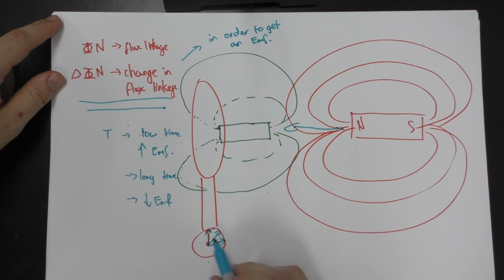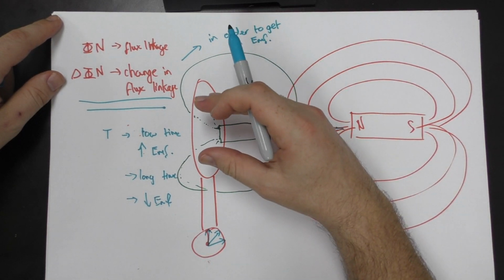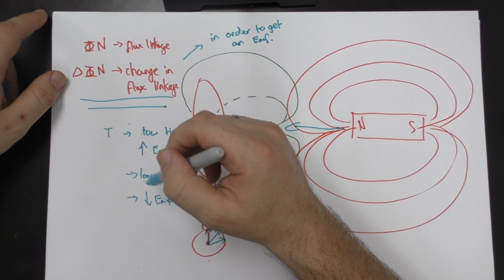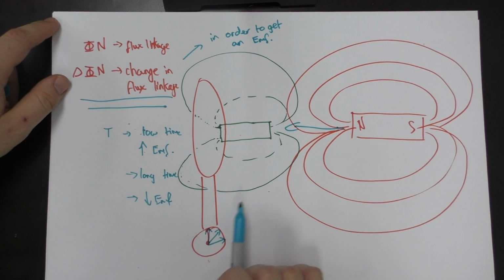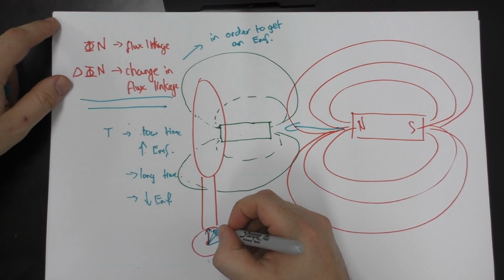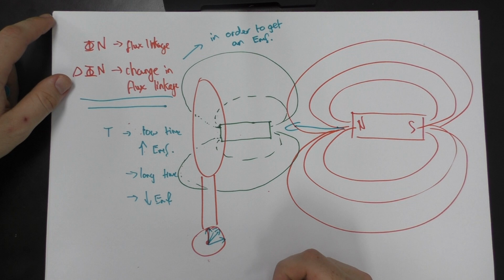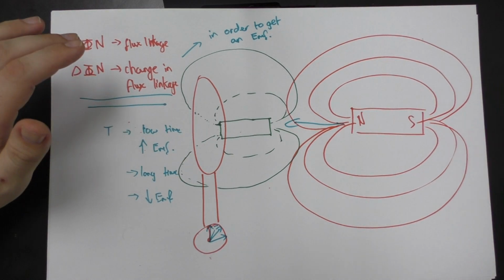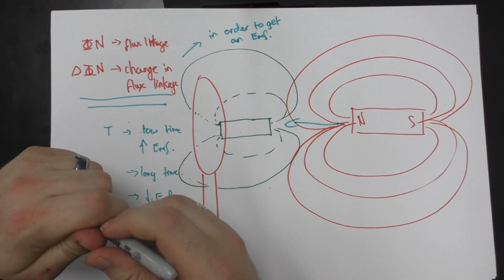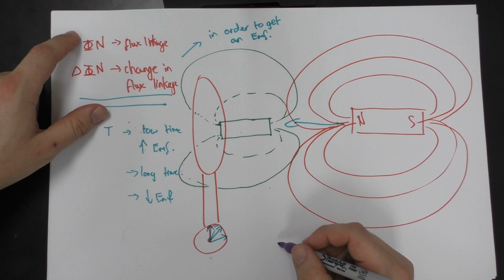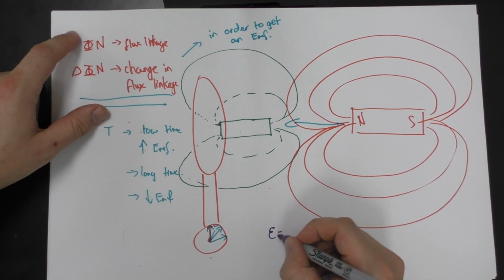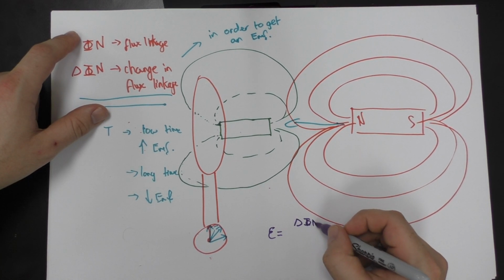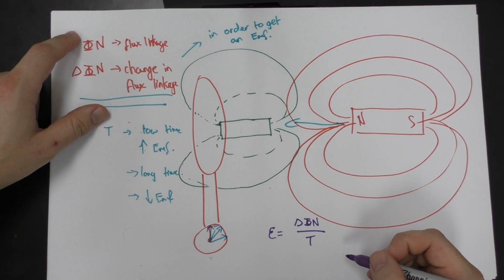So for example, if I moved this magnet in very slowly, the change of flux linkage is the same, but we are going to take a long time over it, and so as a result, this doesn't flick quite as much. We might get something like that instead. And so we can actually put all this together in one big equation now. That equation is known as Faraday's law of electromagnetic induction, where the EMF is equal to the change in flux linkage over the time.